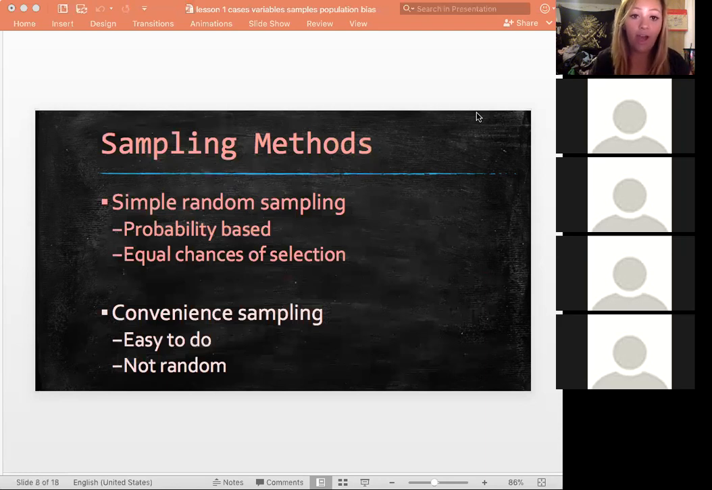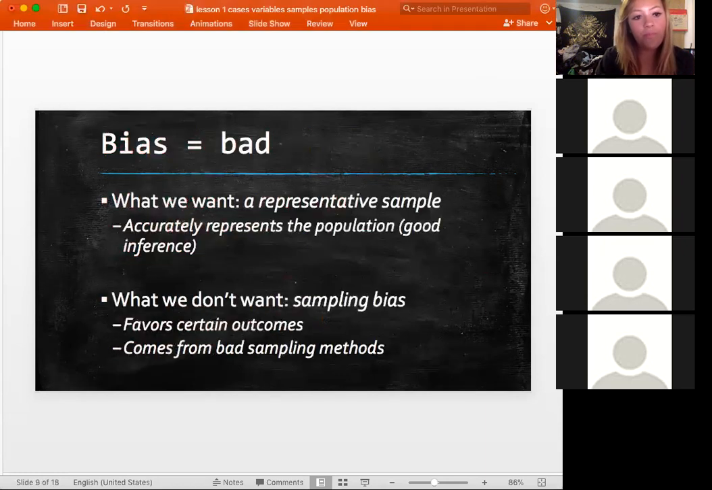You're basically taking what you have. So this isn't preferred because it may not account for the entire population, because the sample that you have, just because it's convenient, may not represent the entire population as a whole. So that's why we don't really prefer this method.